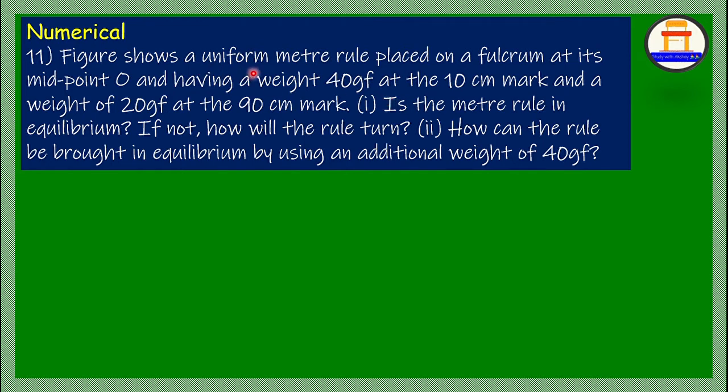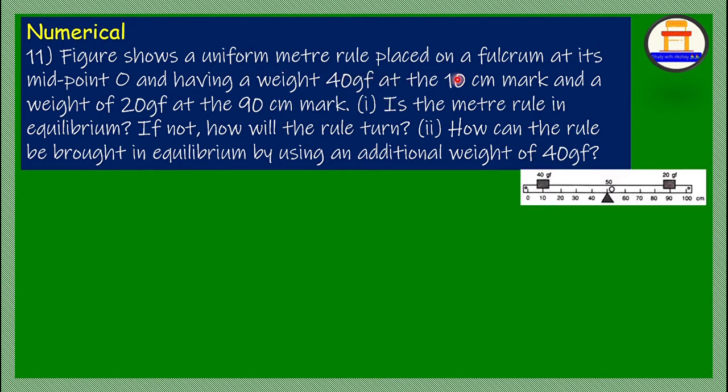Figure shows a uniform meter rule placed on a fulcrum at its midpoint O and having a weight of 40 GF at the 10 centimeter mark and a weight of 20 GF at the 90 centimeter mark. You can see the picture over here. When I read the question, you can see the picture displayed on the right hand side so that you can make it easy.